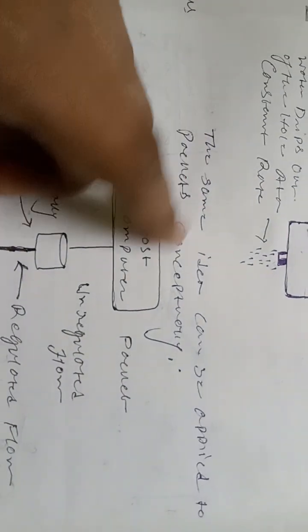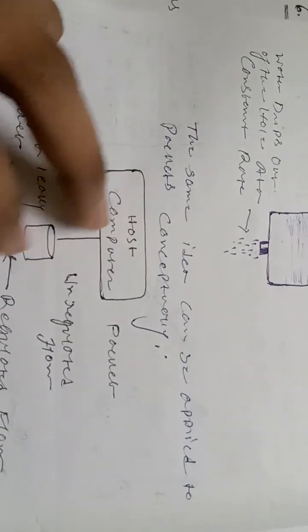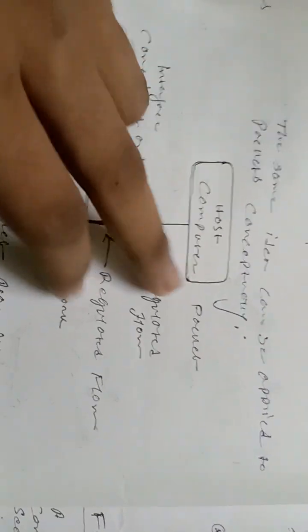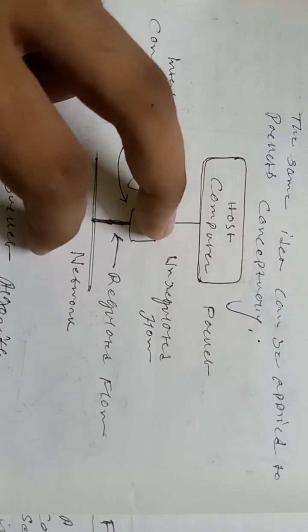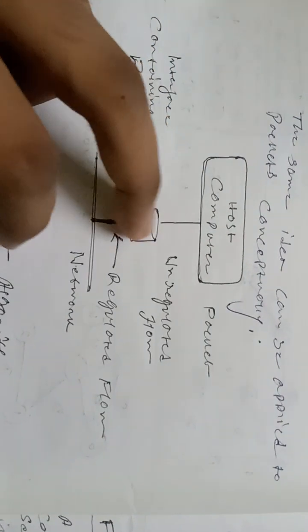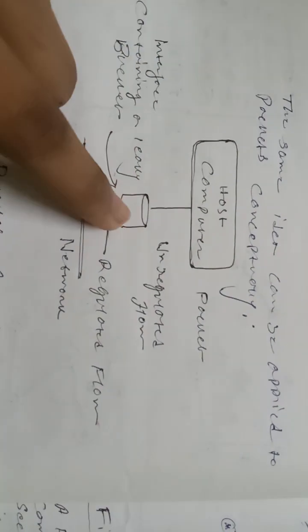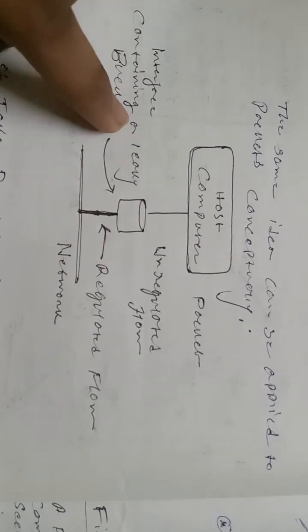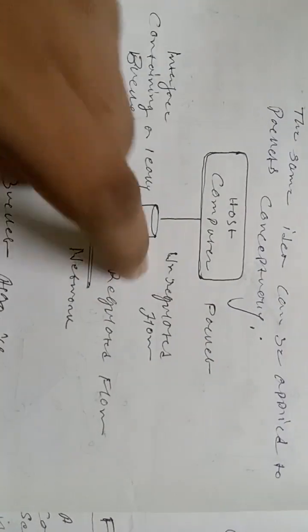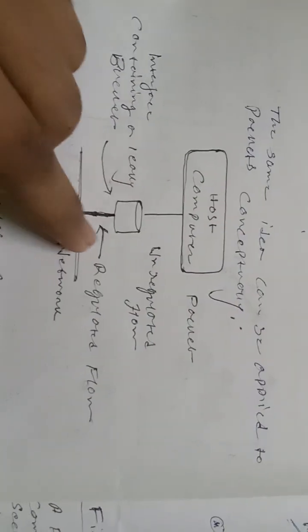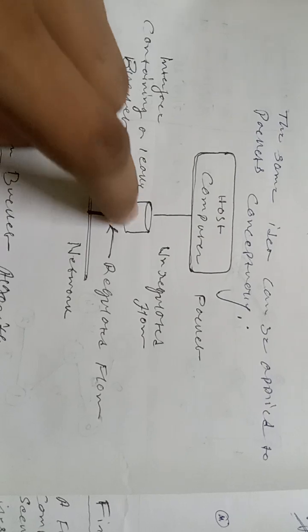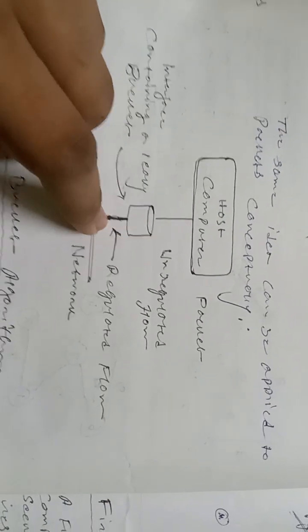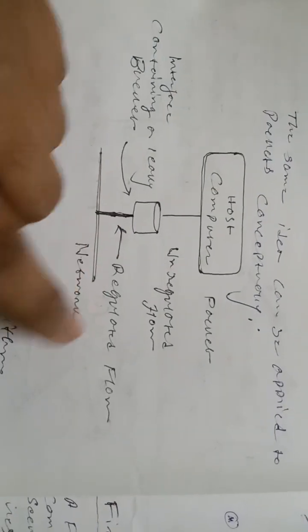So the same idea can be applied to packets conceptually, just like I said. This is a host computer, it's a packet, and it is an unregulated flow. The data is coming into the bucket irregularly. This is not actually a bucket, it is an interface containing a leaky bucket. It is compared to the bucket like a water bucket. And this is the unregulated data flow, and the regulated data flow after the data is going out from this bucket. This is the network, this is the regulated flow.